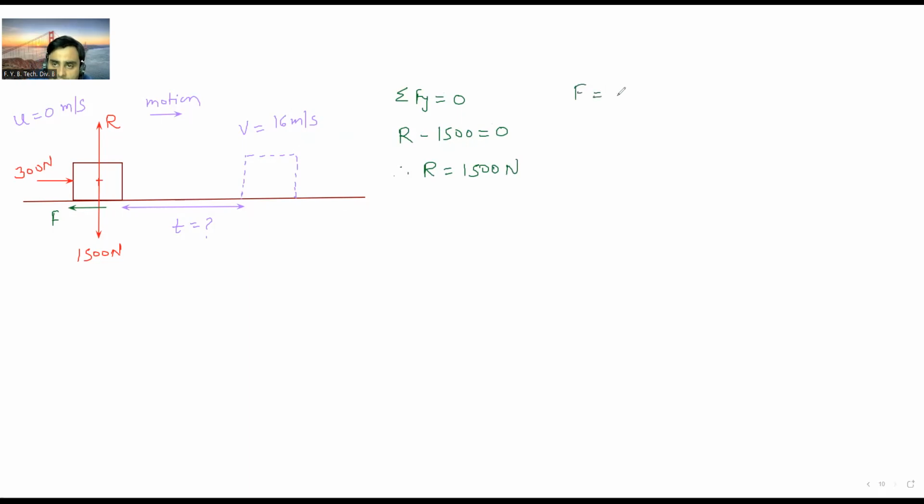Now we want the frictional force. So frictional force F is equal to mu into R. F is equal to 0.1 into R. What is the value of R? R is the normal reaction, 1500. Therefore, F is 150 Newton. Now we want to calculate the time.